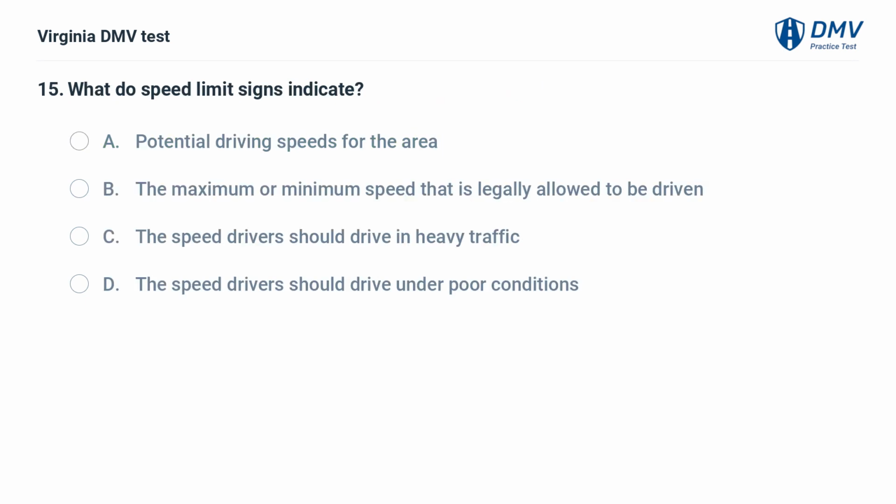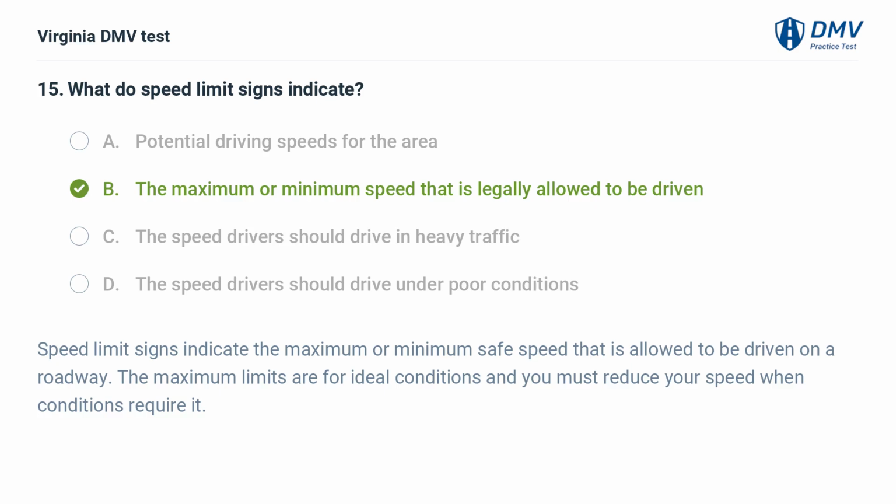What do speed limit signs indicate? A. Potential driving speeds for the area. B. The maximum or minimum speed that is legally allowed to be driven. C. The speed drivers should drive in heavy traffic. D. The speed drivers should drive under poor conditions. B. The maximum or minimum speed that is legally allowed to be driven. Speed limit signs indicate the maximum or minimum safe speed that is allowed to be driven on a roadway. The maximum limits are for ideal conditions and you must reduce your speed when conditions require it.